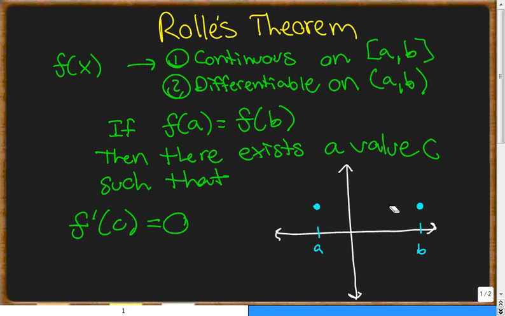And that's all that Rolle's theorem says, is that if these 2 points are on the same y, then your derivative at some point in between them equals 0. So like in this case, we have our value c such that f prime of c equals 0.